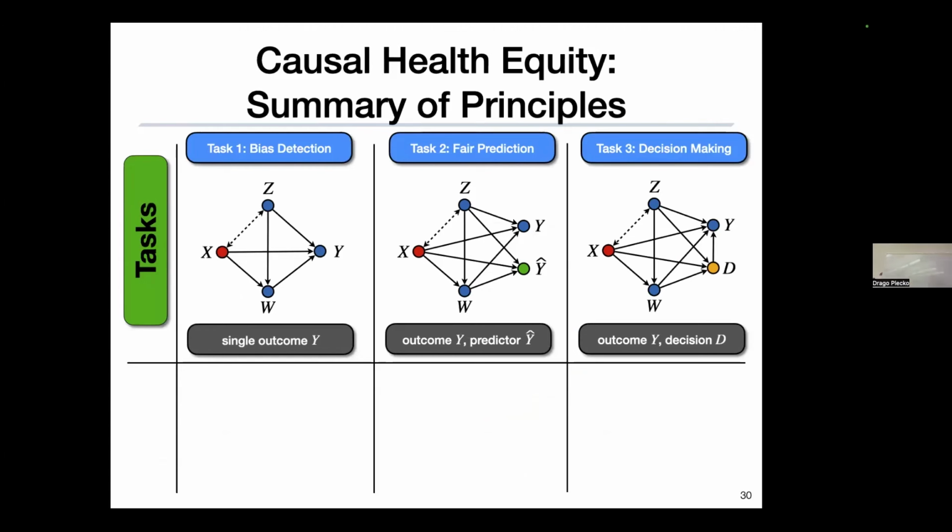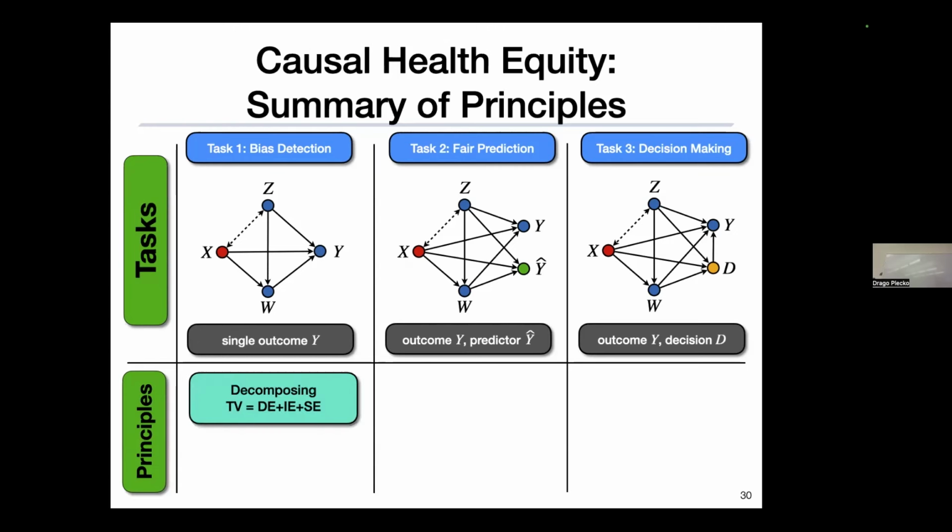So this is my last slide. I have 20 seconds left. I will take 30 seconds, I think, to just summarize what has been said in the talk today. So these are the three tasks of bias detection, fair prediction, and fair decision making. And I just want to remind you, what are the key principles? What are the key takeaways from the talk today and moving forward?